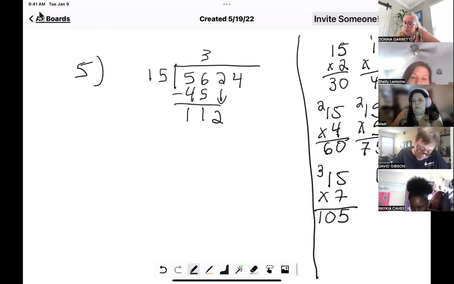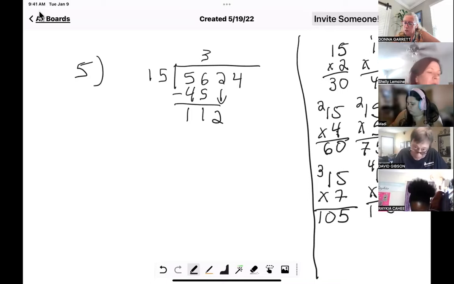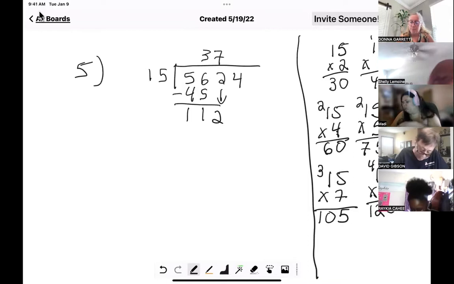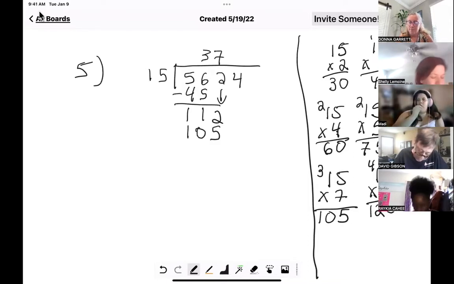Let's do 15 times 8. See what I'm doing? I'm building up a whole bunch of numbers that I can use as help. 8 times 5 is 40. 8 times 1 is 8. 9, 10, 11, 12, 120. Now that's too much. So I know it has to be 7 because 7 times 15 is 105.